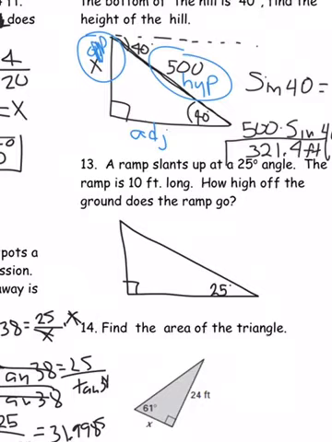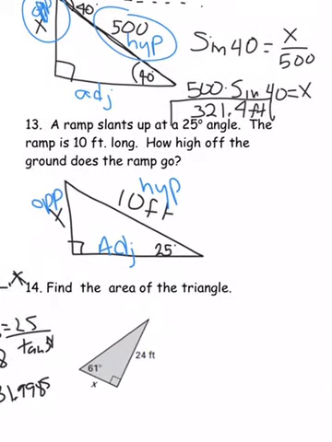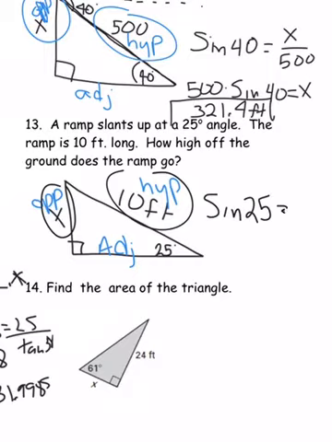So 25-degree angle, the ramp is 10 feet long. How high off the ground does it go? Again, pretty straightforward. Opposite, hypotenuse, adjacent. Opposite and hypotenuse. Sine of 25 equals opposite over hypotenuse. 10 times the sine of 25. And that's going to give you 4.2.